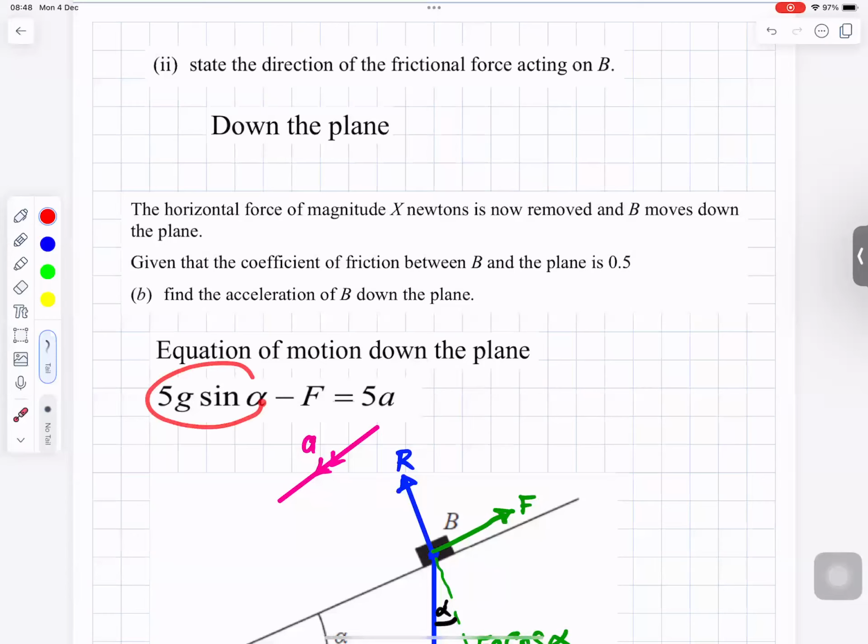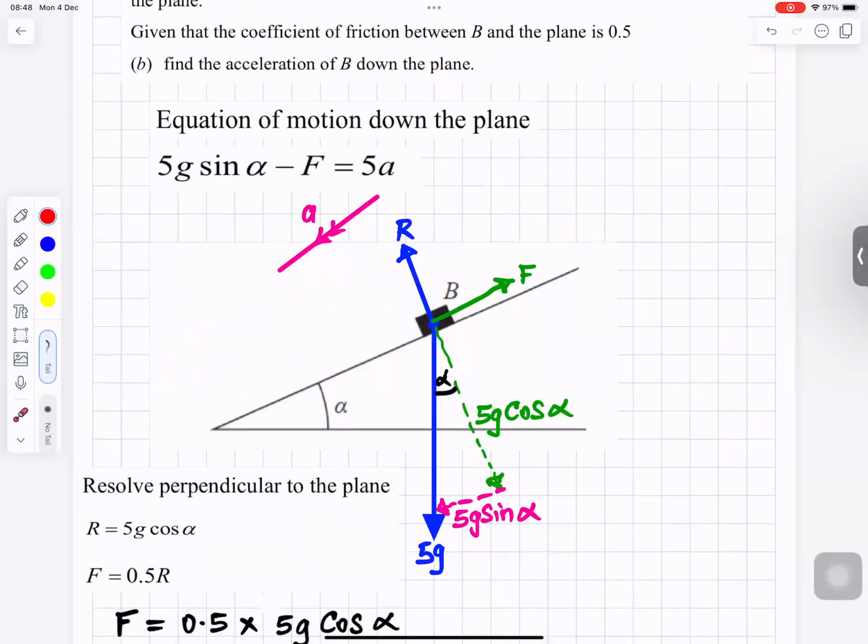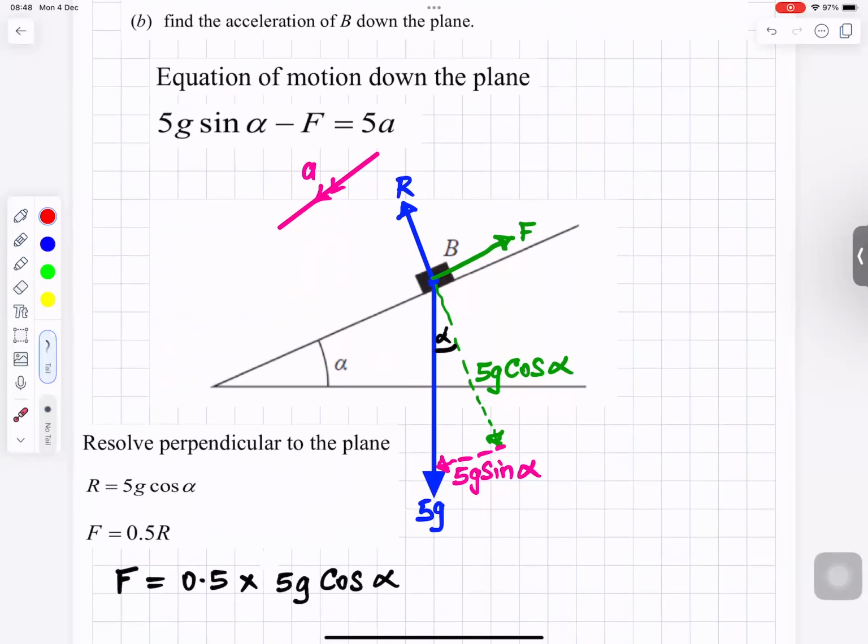So 5g sine alpha minus F equals 5a. So we're using F equals ma, Newton's second law, the net force. So there's a reaction R moving upwards, 5g cos alpha, 5g sine alpha. So the diagram shows clearly, and the acceleration is going down the plane.